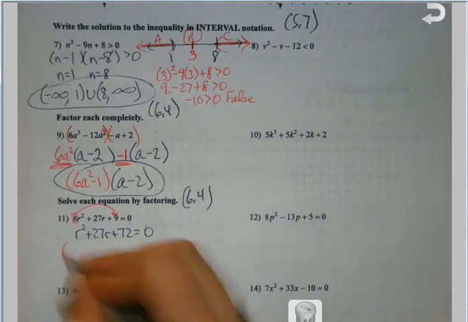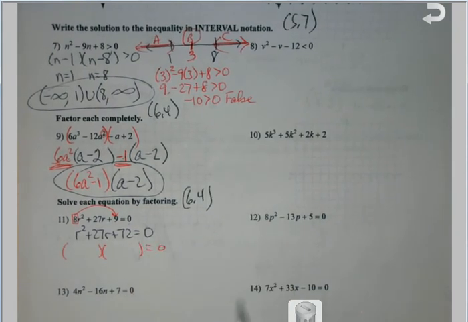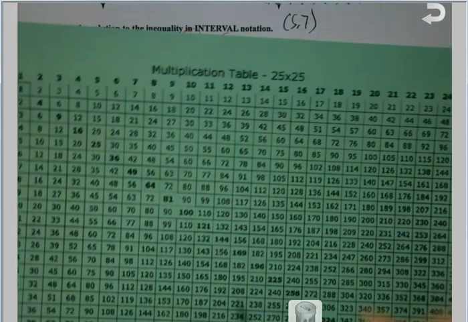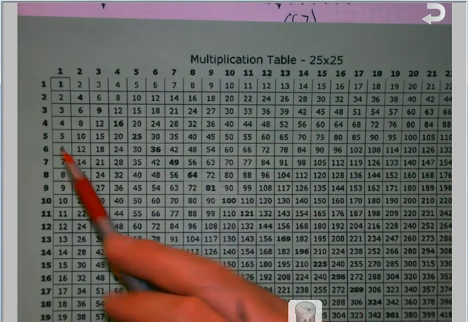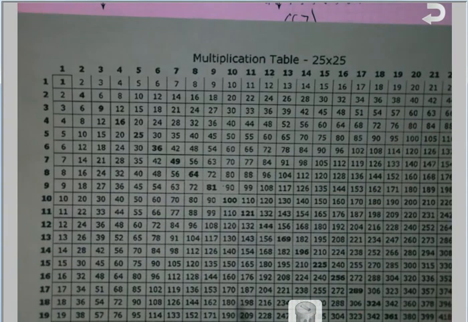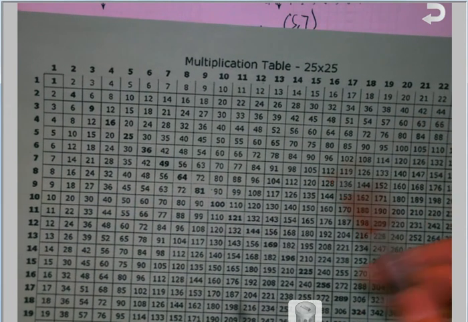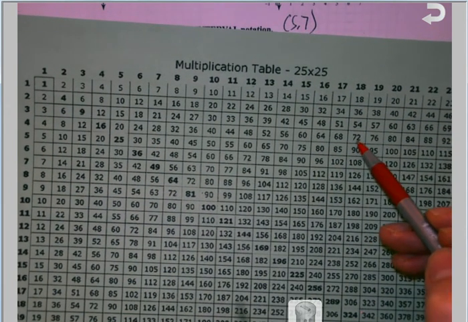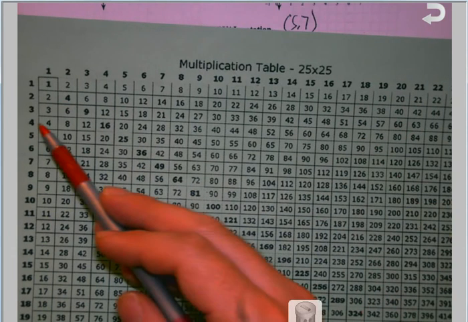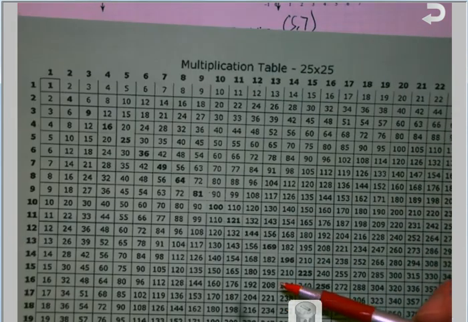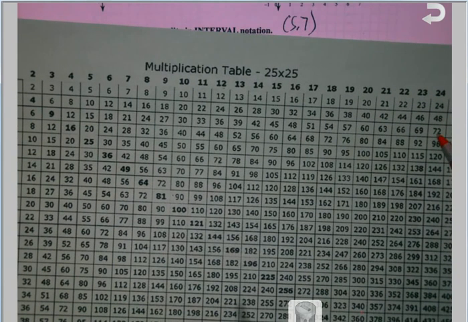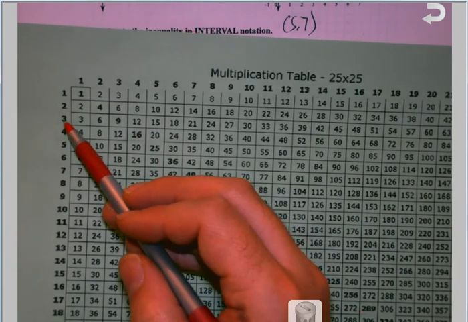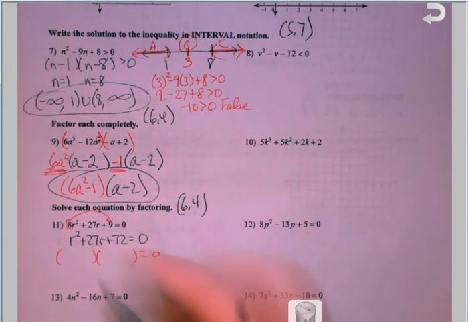Now again, I have to factor this. If I don't know what multiplies to 72 and adds to 27, again, pull out the handy-dandy chart. Start finding 72s. 12 and 6. Does 12 plus 6 equal 27? No. There's another 72. Okay. 18 and 4s. 18 plus 4, 27? No. Let's see. There's a 72. 24 and 3. Is 24 and 3 27? It is.